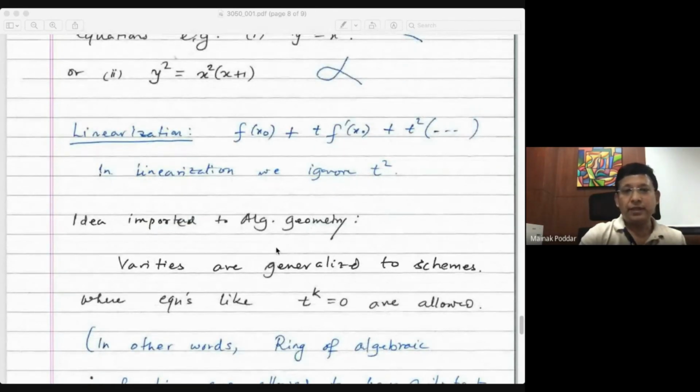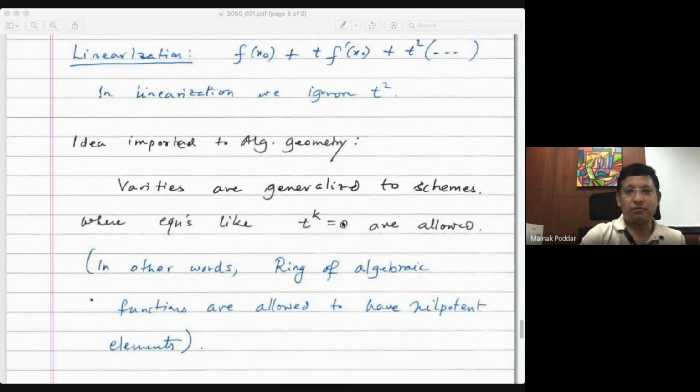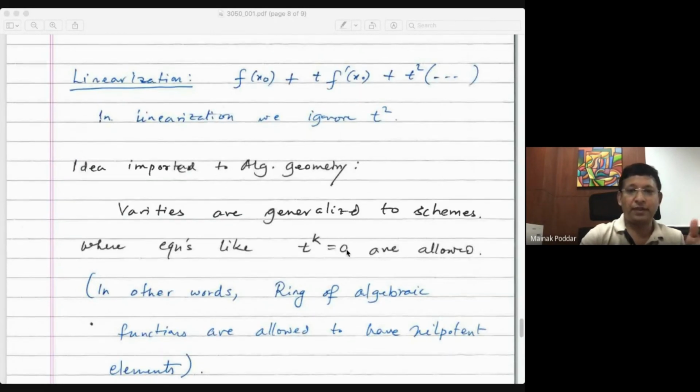And so in algebraic geometry, this is partly incorporated into the notion of a scheme. In a scheme, one of the things is you can use equations of this type, like t to the k equals 0 in one variable. So t squared, etc., not equal to 0, but just t to the k equals 0.